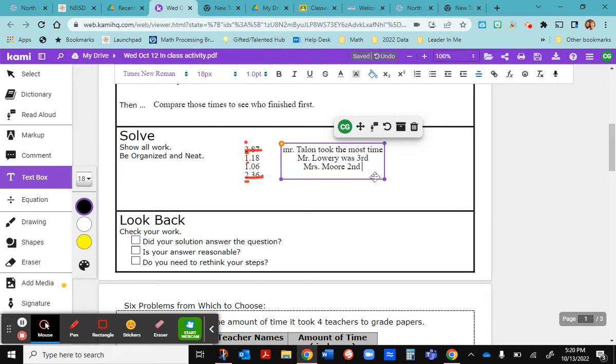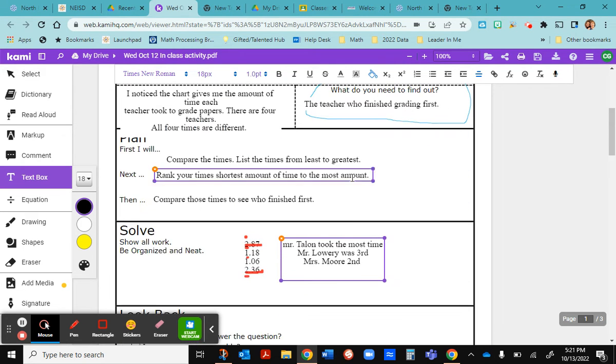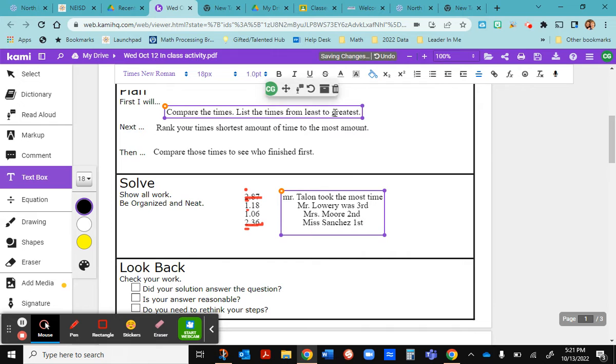So who won? Yes, it's going to be Miss Sanchez, who was actually the fastest grader. You see how we worked backwards? We said, and here on our plan, that we were going to do from least to greatest. But what did I end up doing? Greatest to least. So that's what I started for.